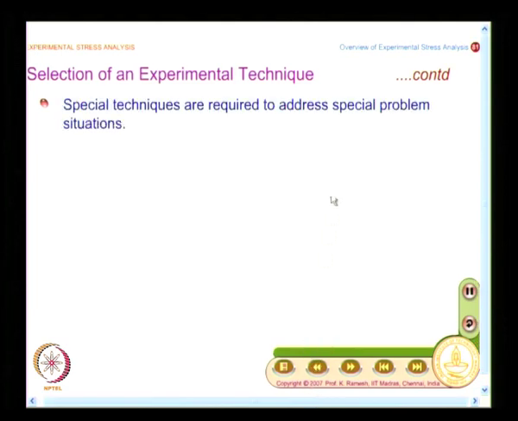So, what you need to do is, in many instances in practical problems, identifying what to do, which is the critical area itself, is a challenge. So, a combination of whole field and a point by point technique, they go together and they help you to solve a problem. So, day to day design problems you can handle and also special situations. You can always fall back on either photoelasticity or strain gauges. For special situations, what you have to do? You have to go in for special techniques.